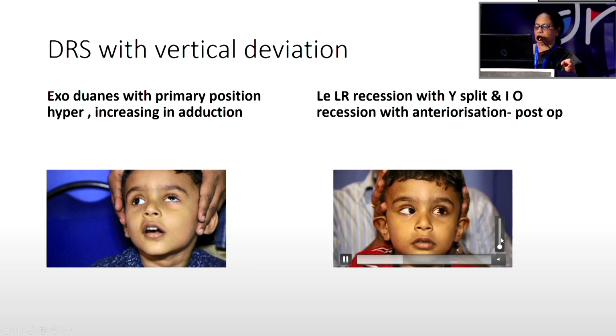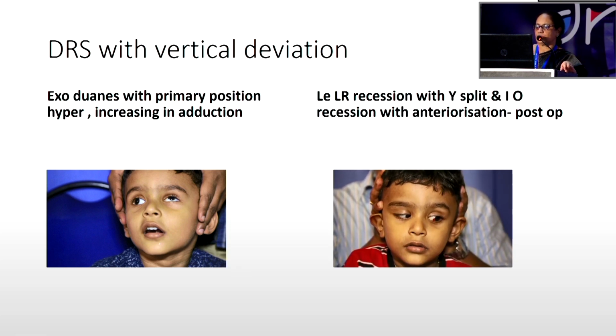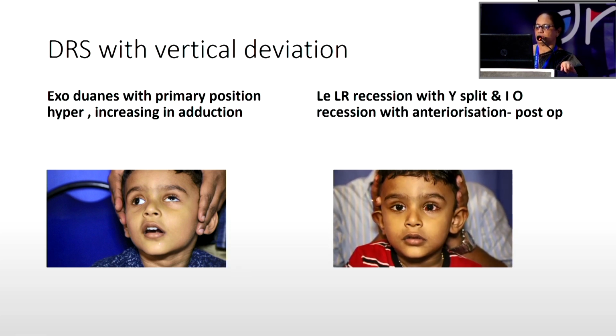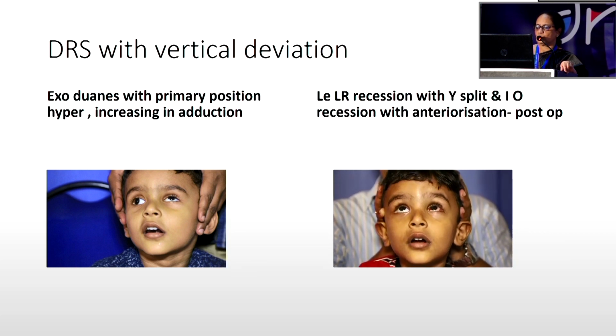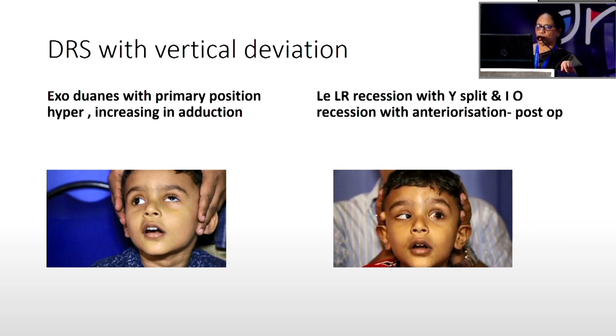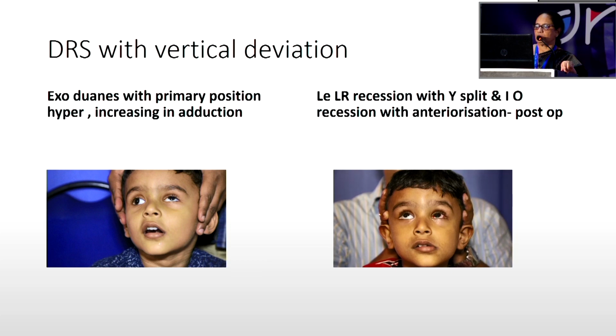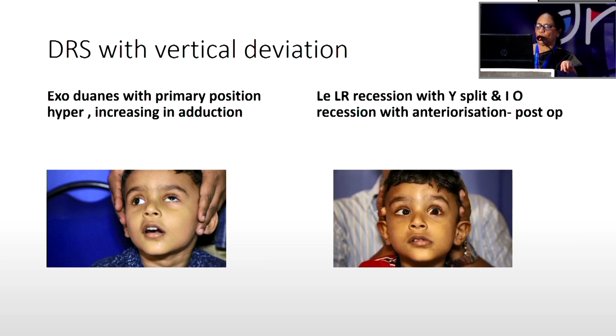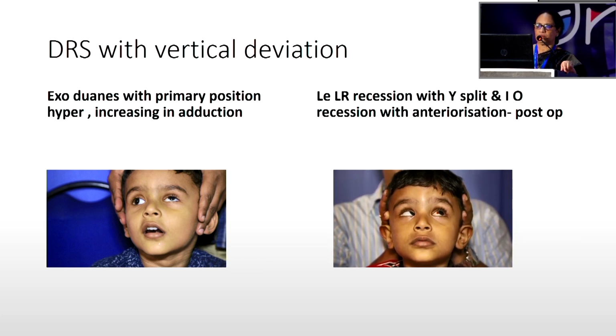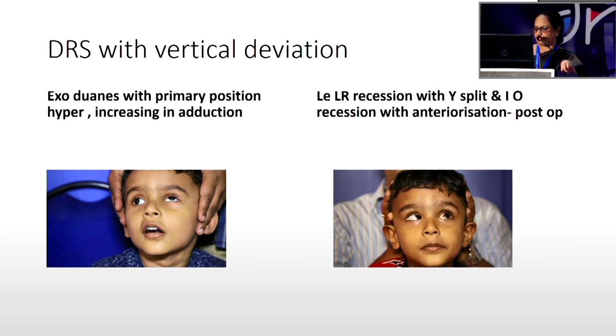See, this is a post-operative picture. You can see that the vertical deviation is corrected. Primary position also is better. Lid fissure changes are also better. The surgical procedure was Y splitting with inferior oblique recession and anteriorization.